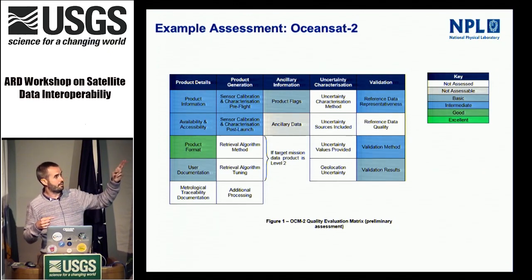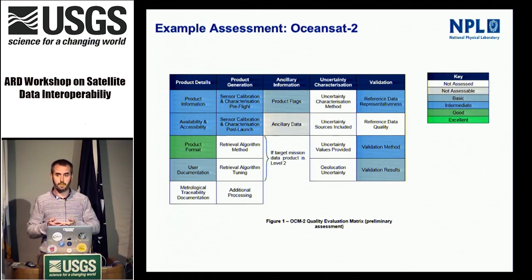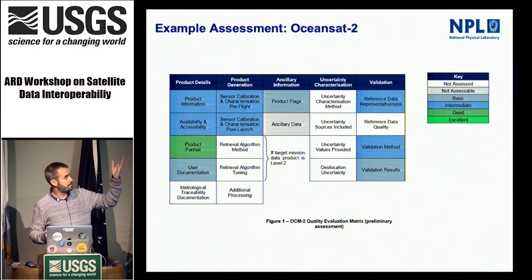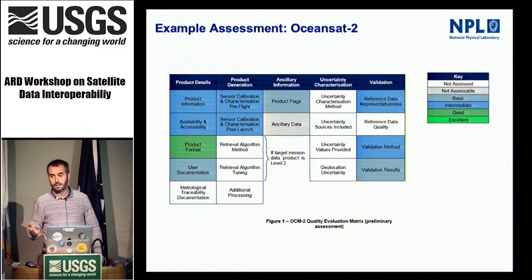For example, for product format, what they describe in the report is that they went through several dozens of products throughout the whole archive, and they have checked that the product format is consistent, so they are following some standards and so on. So it's a whole study about it. And they also describe other things like the sensor calibration and characterization, and product flags, which are basic. For example, ancillary data is not accessible. That means they don't have any ancillary data available.